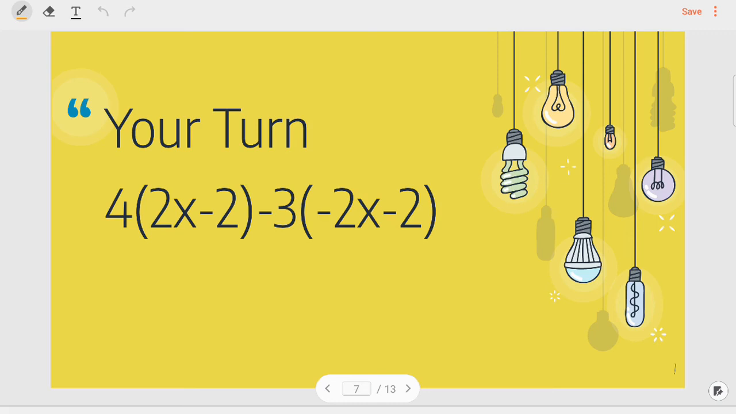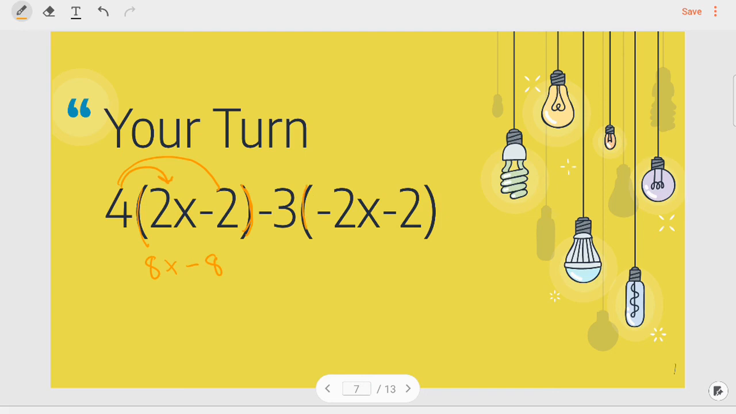Okay, here we go. Let's test this one out. So I am going to get rid of my parentheses by distributing first. So here we go. Here's a set of parentheses. We're going to multiply what's in front of it. 4 times 2 is 8x. 4 times negative 2 is negative 8. That's the end of the parentheses, so I stop.